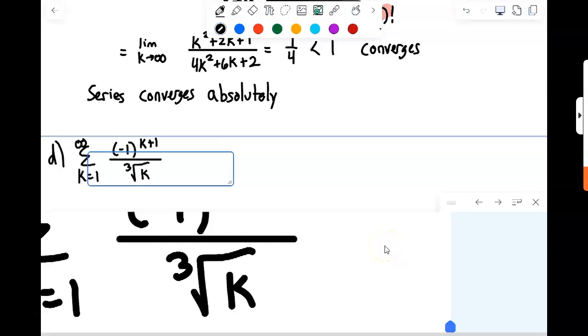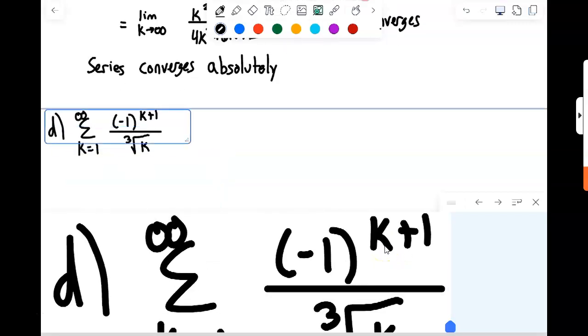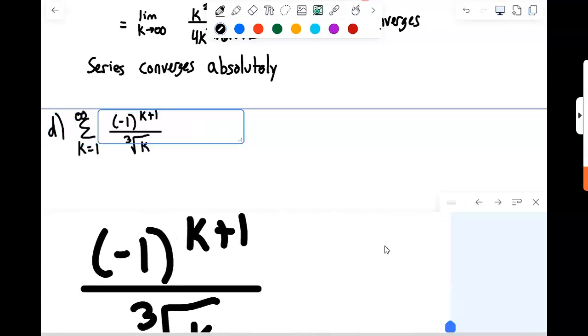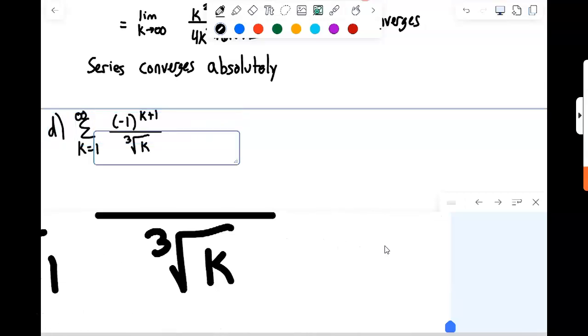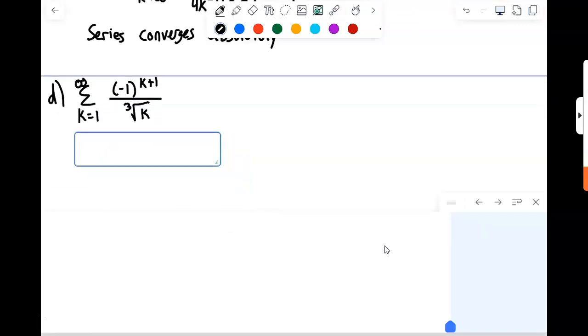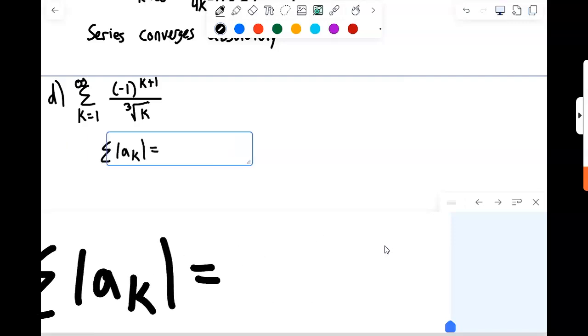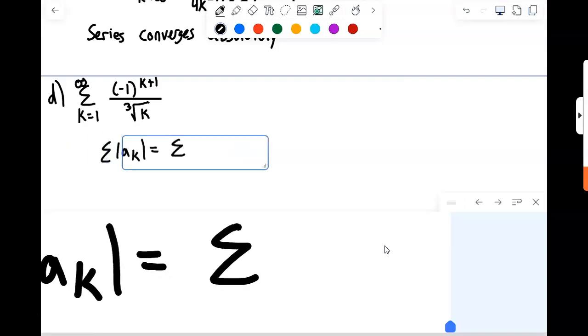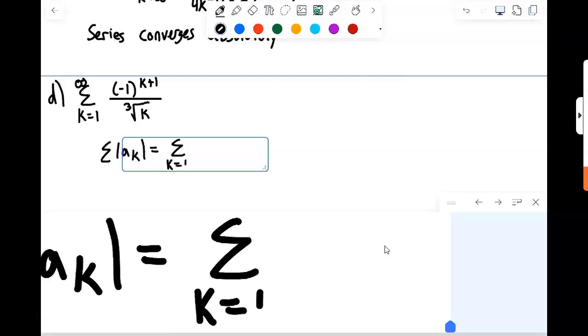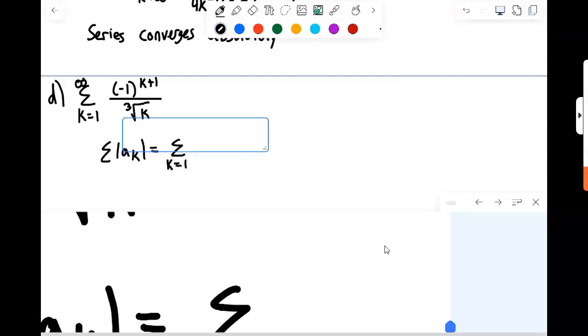Okay, so let's consider the series, k goes from 1 to infinity, of (-1)^(k+1) over the cube root of k. So once again, we want to test for convergence: absolute, conditional, or does it just diverge? Well, if we look at the absolute series, we would just be dropping the sign. And this would be the sum, k goes from 1 to infinity, of 1 over the cube root of k. We don't have to do any work on this one.